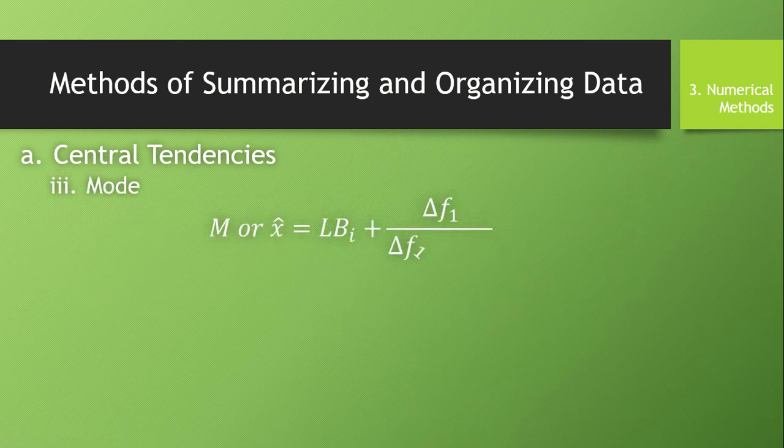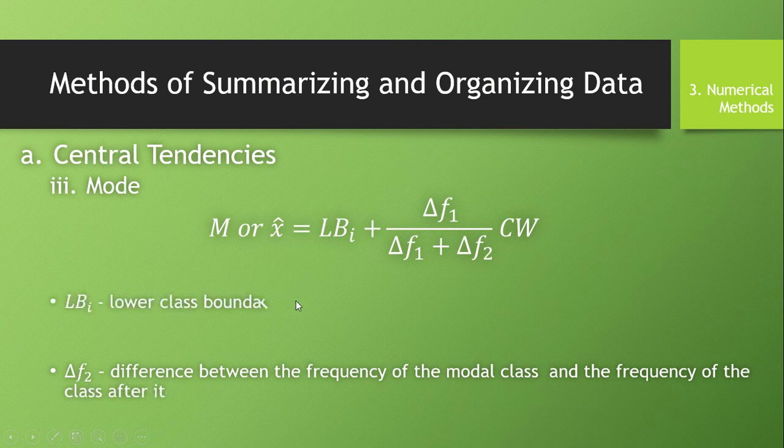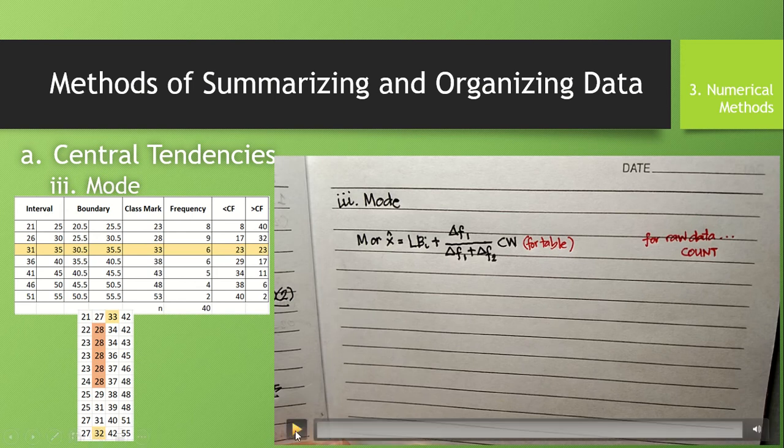Let's proceed with the mode. The mode is the value which occurs frequently among the data. So that would mean the value that occurs frequently, which means it is the value which has the largest or the greatest frequency. So this is how we calculate the mode.